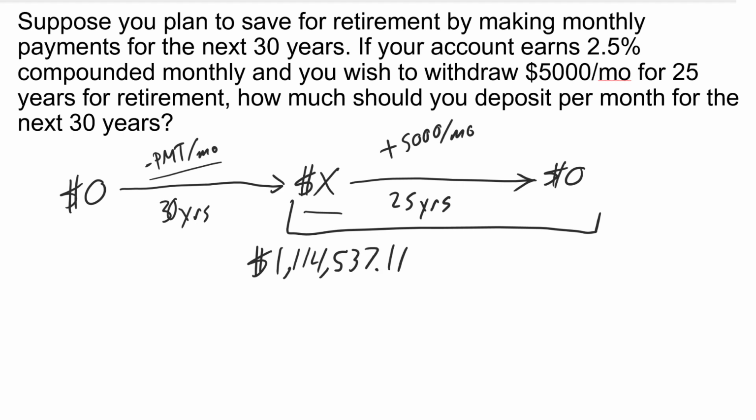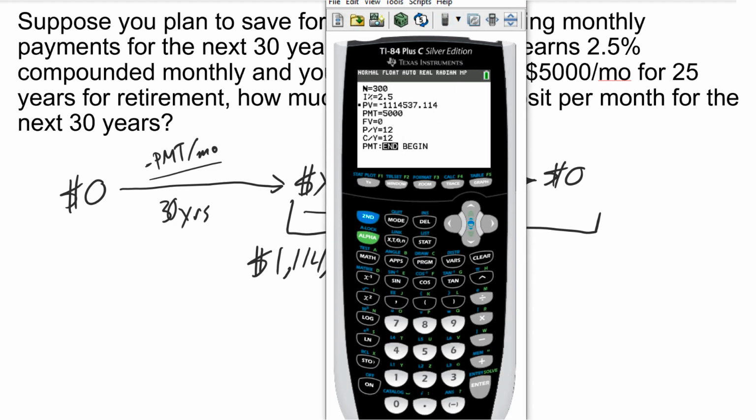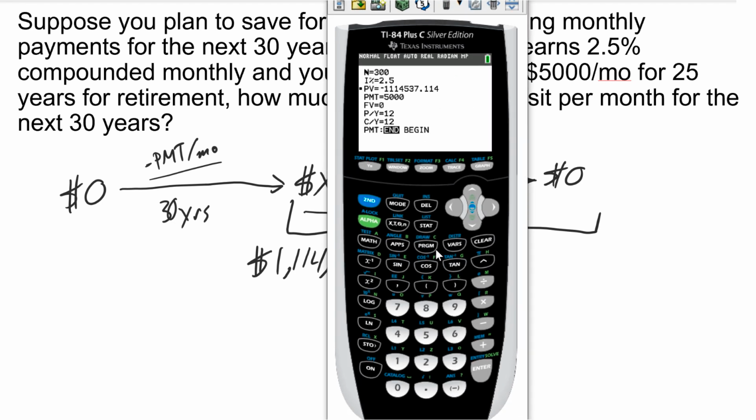$1,114,537 and 11 cents. So that's X. That's the amount of money we need to retire on. Now we can use that amount to solve for our payment. How much do we need to invest over the next 30 years? All right, so in our calculator, let's zero out the first 5 things here.